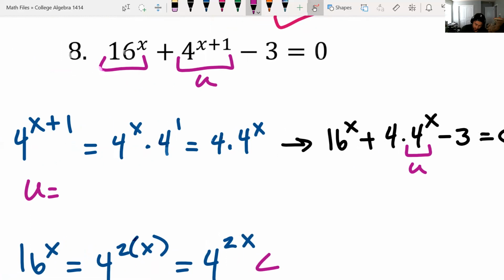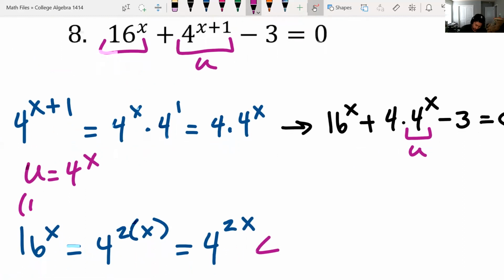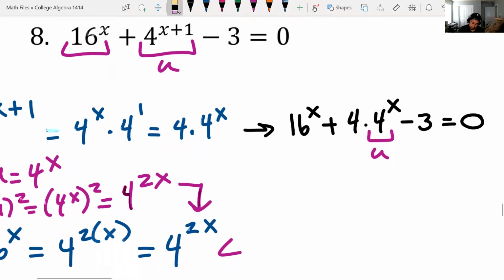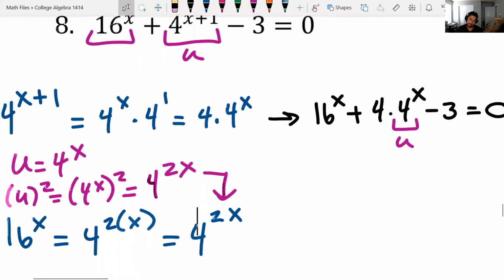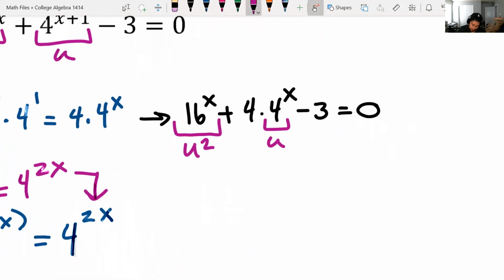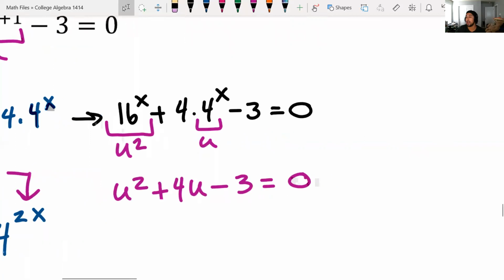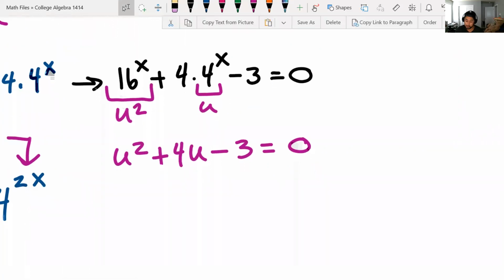So now u is 4 to the x, and therefore u squared gives me 4 to the 2x, which checks out. So this means that 16x is now covered by u squared. Okay, so here's what we have. U squared plus 4u minus 3 equals 0. All right, does this factor? And guess what that answer is? No. So we must complete the square on this.